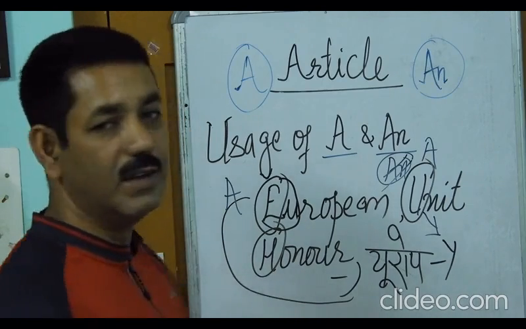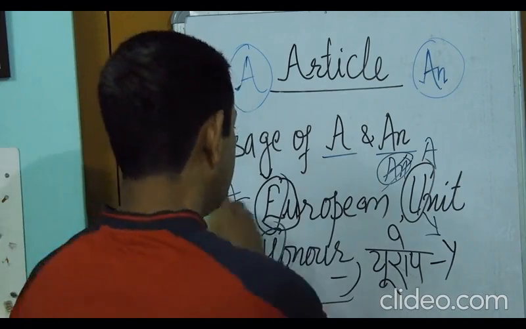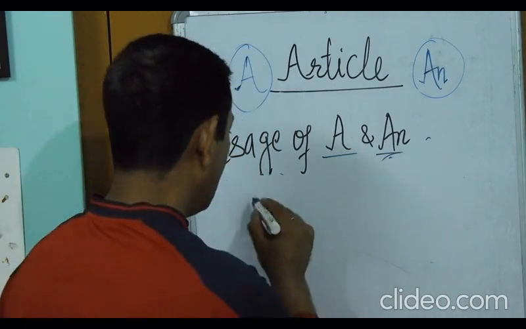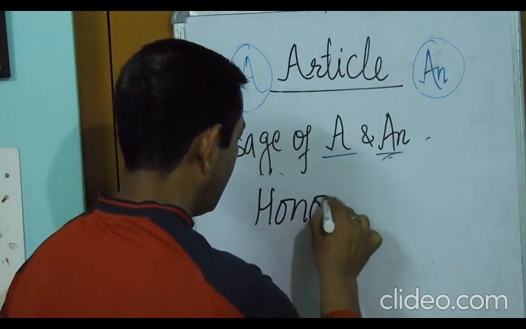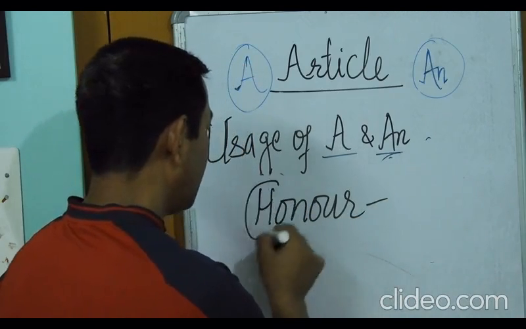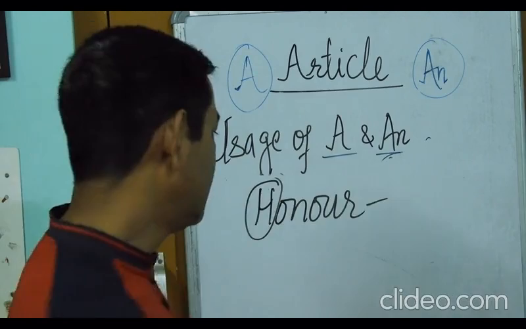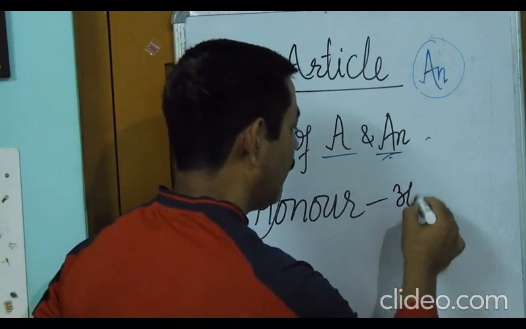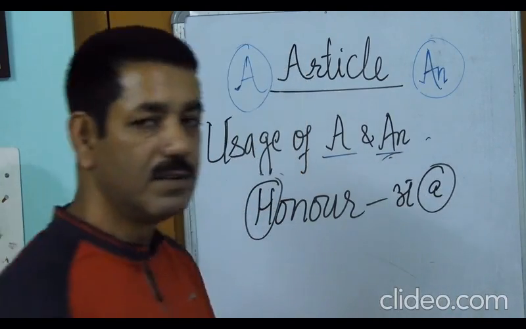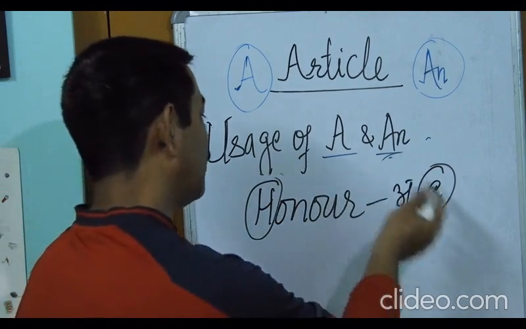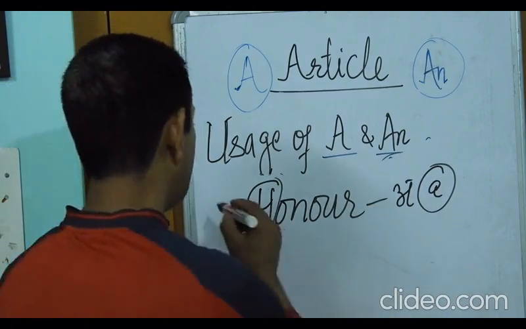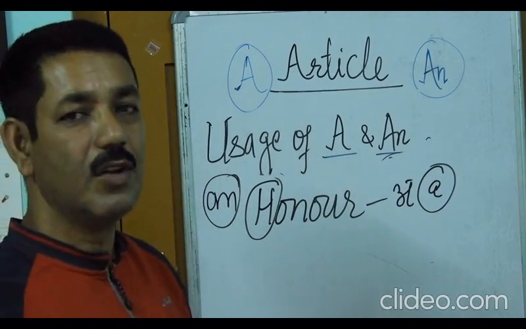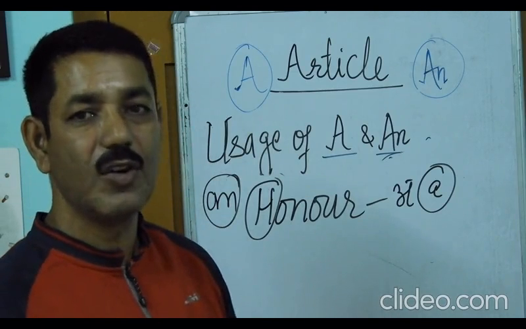Similar is the case with honor. When we say honor, H-O-N-O-U-R, here H becomes silent and we produce it starting with the vowel sound. That's why we use an. Not he is a honored person, but we say he is an honored person.